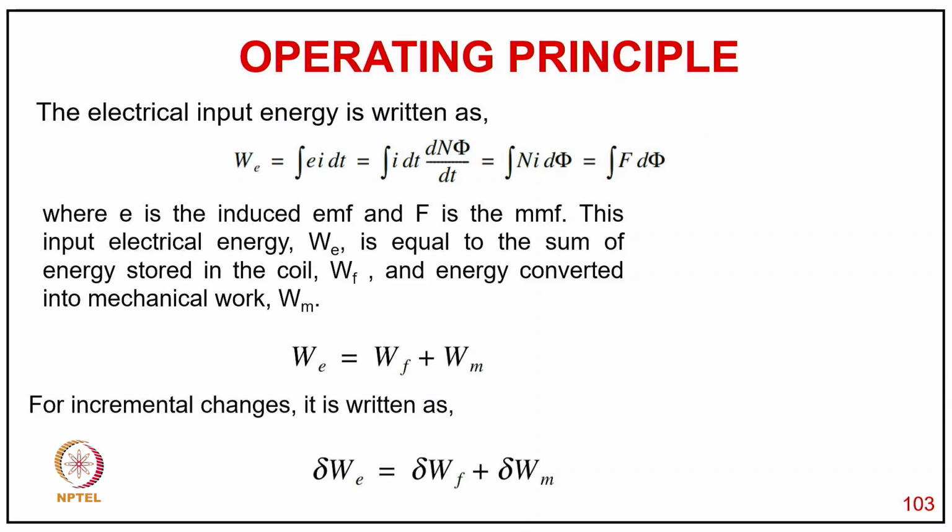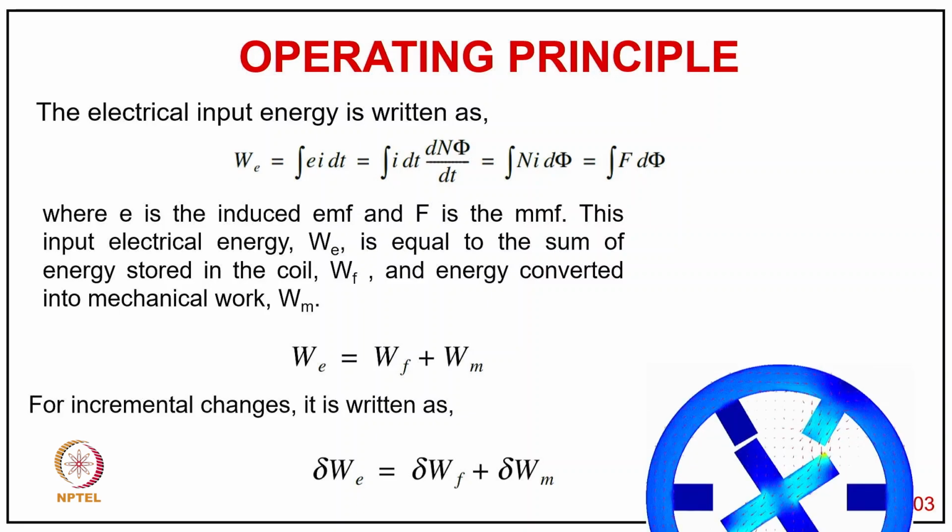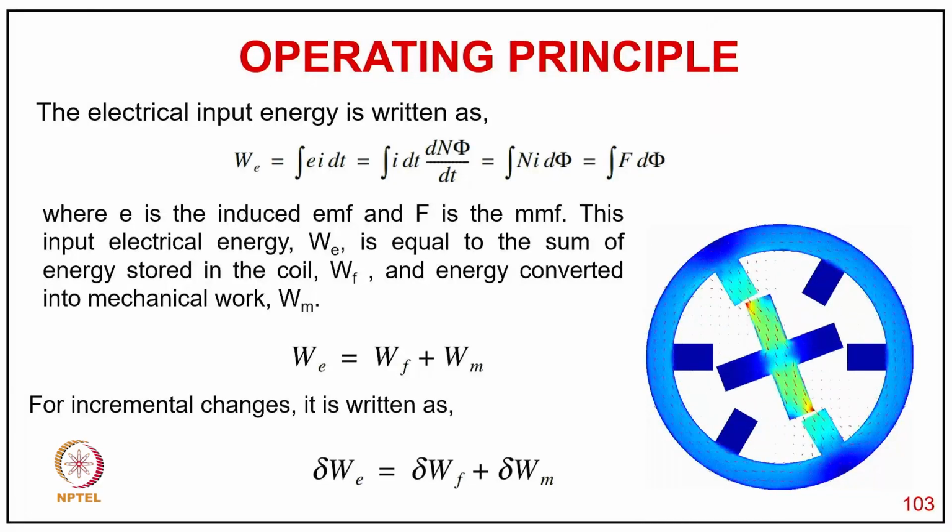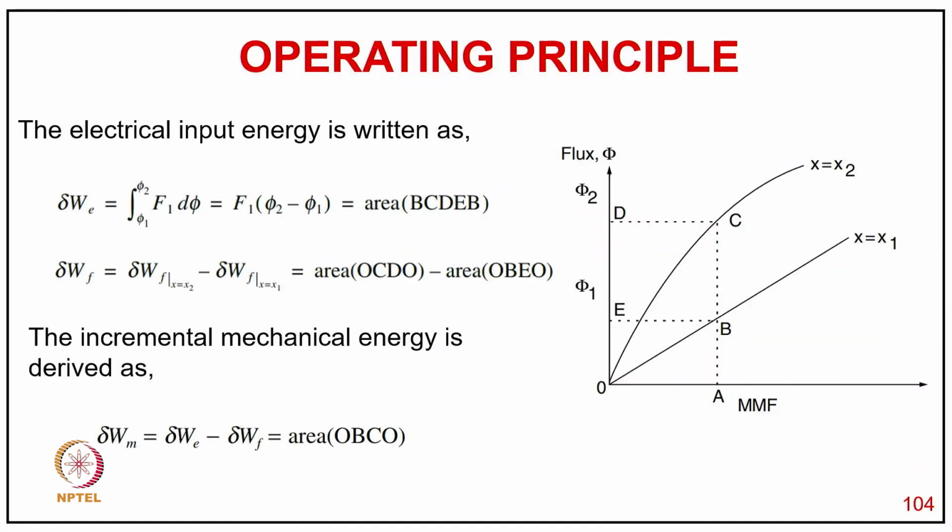Where e is the induced EMF and F is the MMF. This input electrical energy W is equal to the sum of the energy stored in the coil, Wf, and the energy converted into mechanical work, Wm. So W equal to Wf plus Wm. For an incremental change, it can be written delta We equal to delta Wf plus delta Wm, and you can just see how the energy is distributed by exciting.